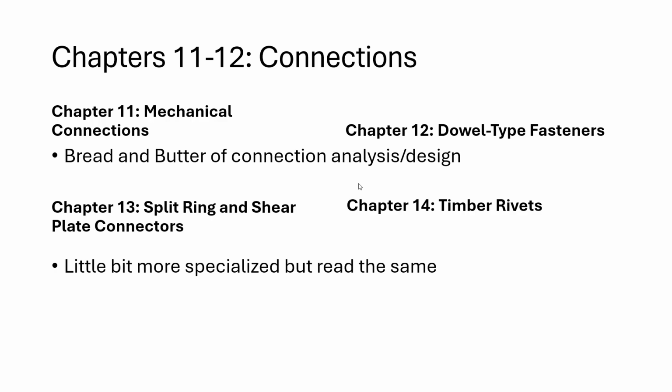Chapters 13, split ring and shear plate connectors, and 14, timber rivets, are a little bit more specialized, but again, the way the NDS is set up, if you can read one chapter, you can read them all. Just because you're looking for the design table or the adjustment factor table, and then asking, hey, does this circumstance of my design meet X, Y, or Z to apply that factor? And then you either do or don't.